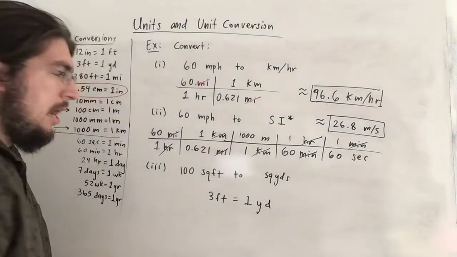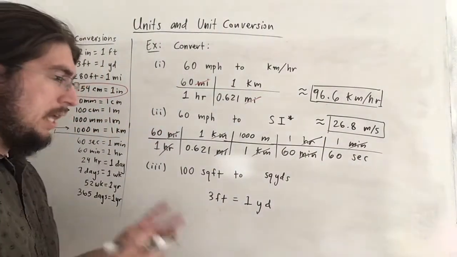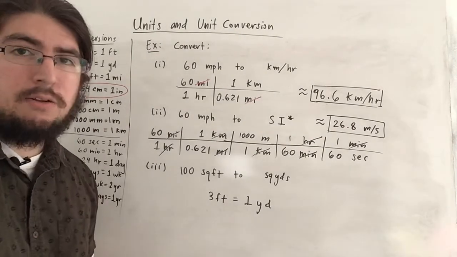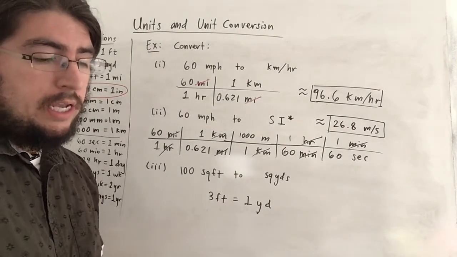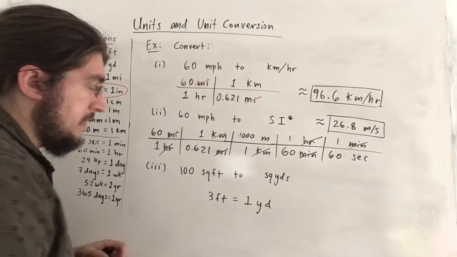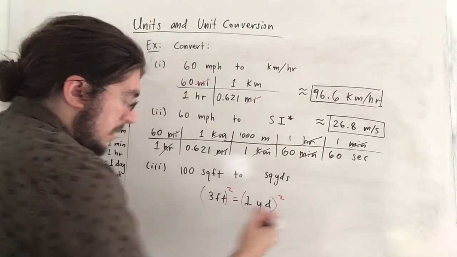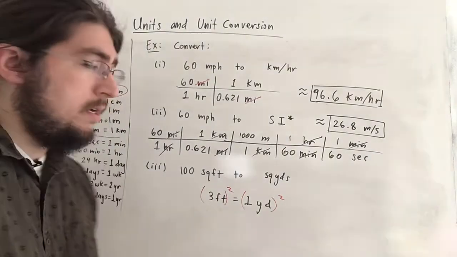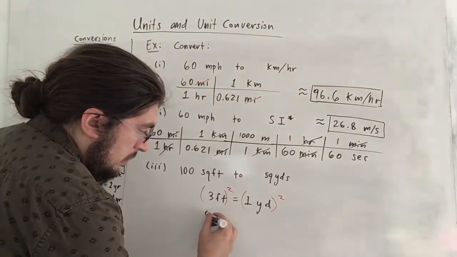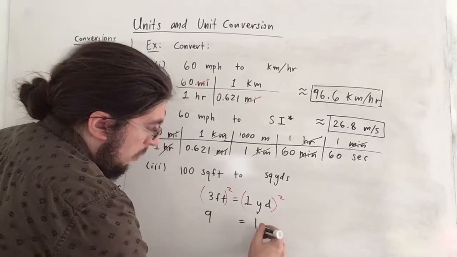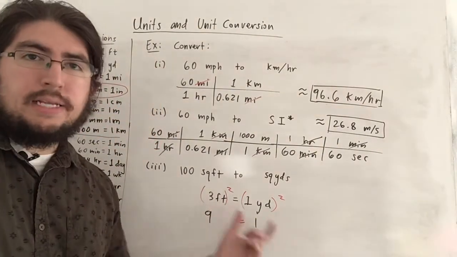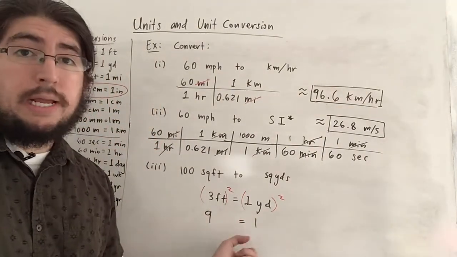Perfect. But now how do we get square yards? Well, as it turns out, it's exactly what it sounds like. Basically what we're going to do is just square both sides of the equation. So we're going to square this side and square this side. Notice when you square 1, you just get 1. When you square 3, you get 9. So this will say 9 is equal to 1. Now, of course, the number 9 isn't equal to 1, but with the units, it will make sense.